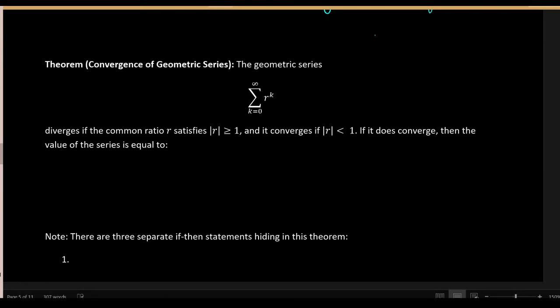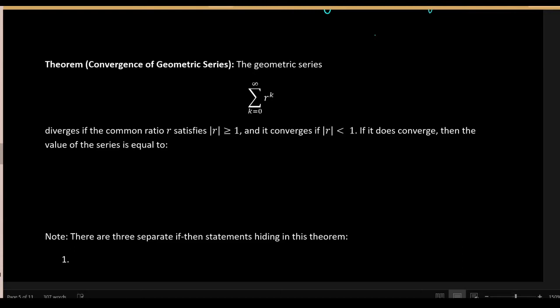The geometric series, the sum as k goes from 0 to infinity of common ratio r to the power k, is going to diverge and it's not going to equal a number if the common ratio is greater than or equal to 1 in magnitude. So either larger than or equal to 1 or less than or equal to -1. But if the common ratio is small in magnitude, if it's close to 0, if the common ratio is less than 1 in magnitude, the series will converge.